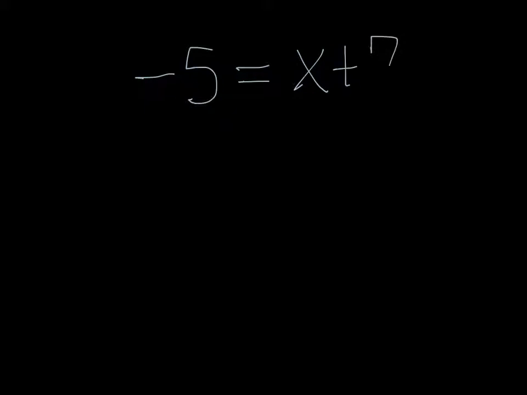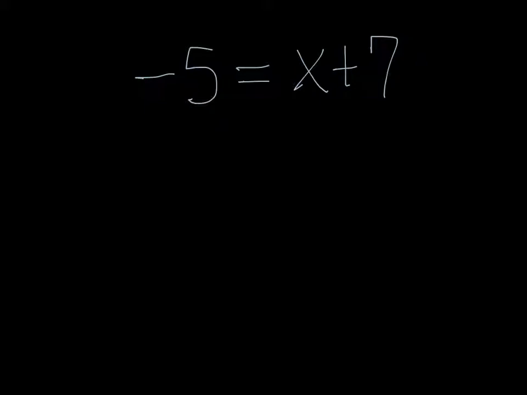Now, some of you at this point might say, we've already done this. But remember, the last time we did this, there were no negative numbers. So here we are, tackling this that we've already done, but now we're just adding negative numbers to it. Okay, so let's try this one. Negative 5 equals x plus 7. Okay, so again, what's the goal?